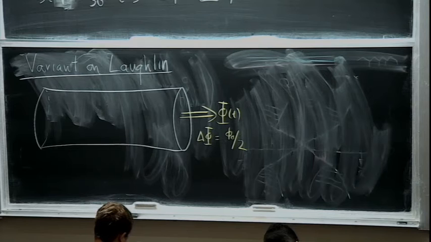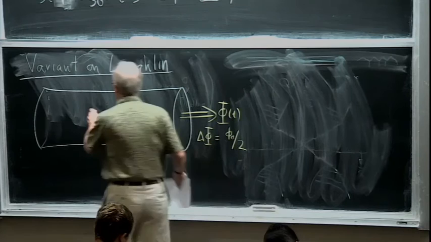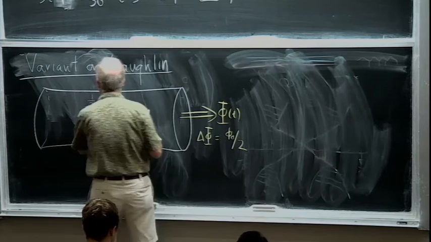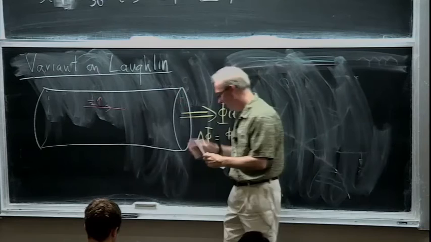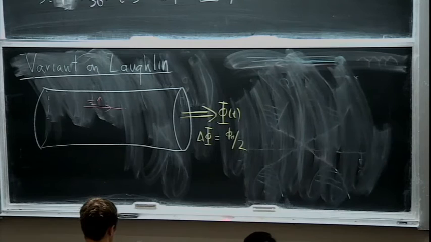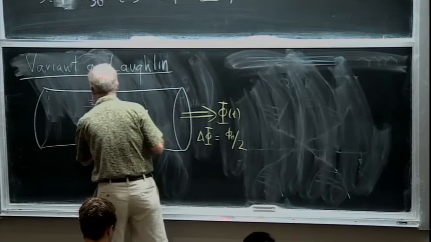I thread the flux, I'm going to pump some charge, but since I'm only pumping half of a flux quantum, that means that for the up spins, one half of an up spin gets pumped to the right, and half of a down spin is going to get pumped to the left. Okay, so there's no charge that gets pumped across.